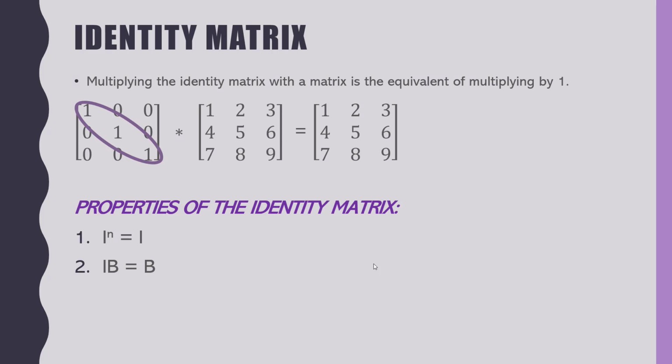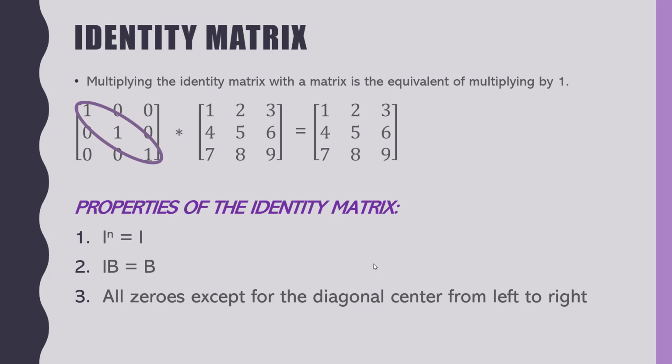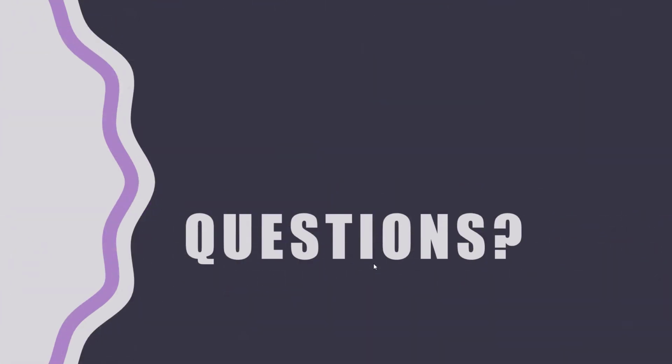I times b will be equal to b, because I is just the equivalent of 1. Dig it? And again, as I pointed out, everything will be zeros except for the 1s going diagonally from the left, okay? If you want more details, page 180 talks about the identity matrix in your textbook. Questions about the identity matrix?